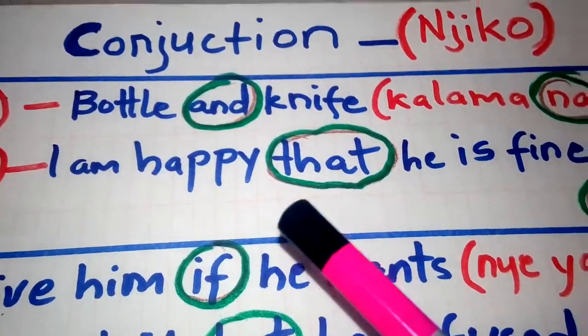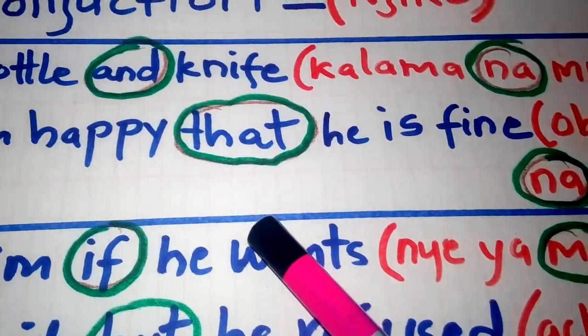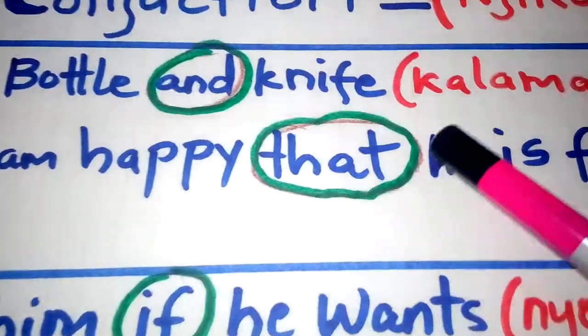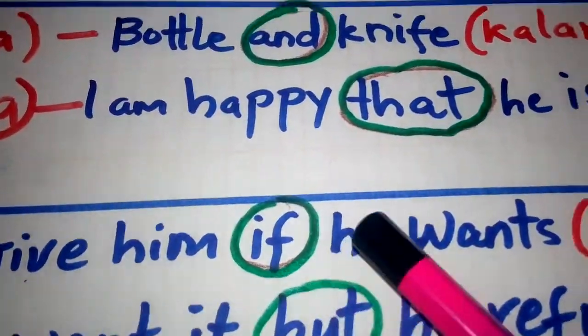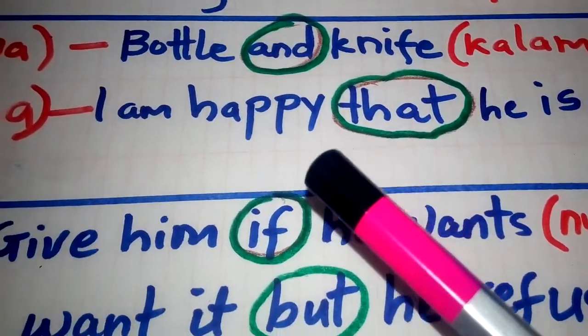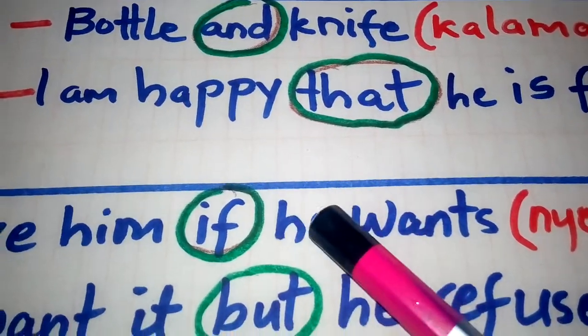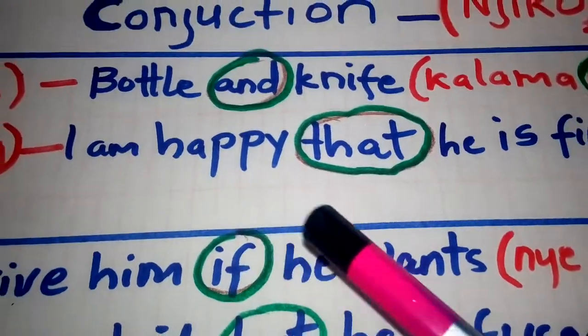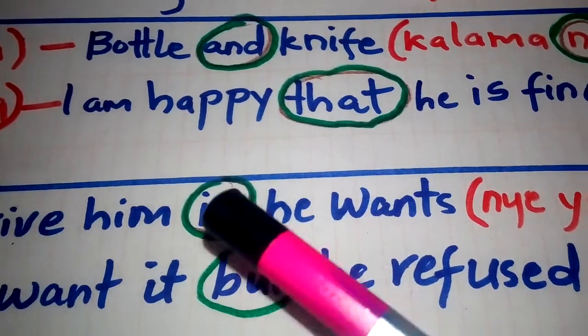In today's video, I'm going to be talking about conjunction in English and in Igbo language. Conjunction in Igbo language is njiko. Njiko. Conjunction is the word that holds or connects clauses, phrases, or sentences. Sometimes it coordinates words in the same clause.